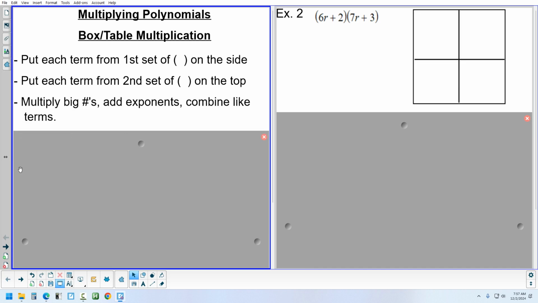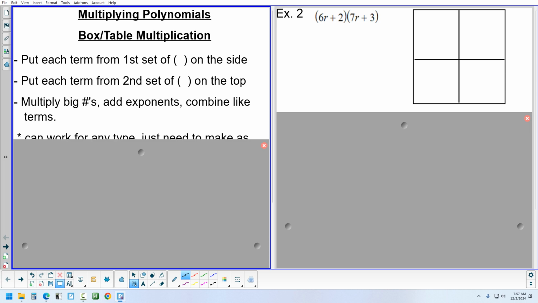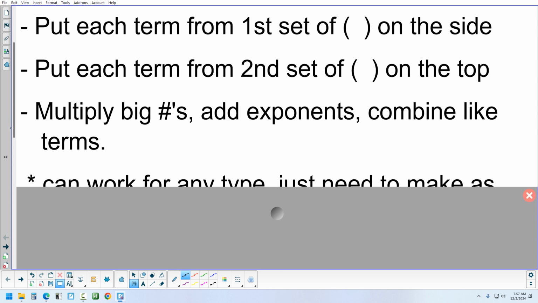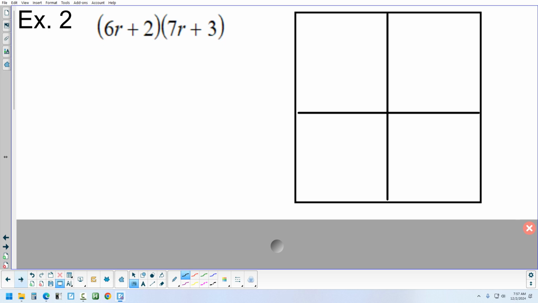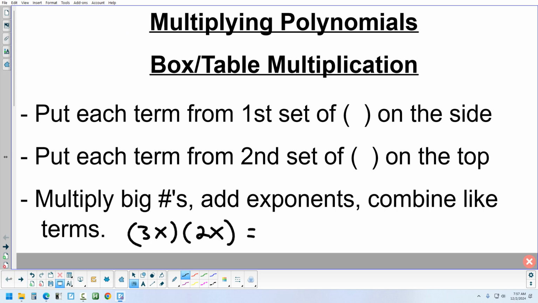Okay, so when we multiply, let me show you an example of how that works. Sometimes people get mixed up with what to do with the exponents, and what to do with the big numbers that are in front. So here's a simpler one. This one doesn't have 2 things inside the parentheses. It only has 1 thing inside.